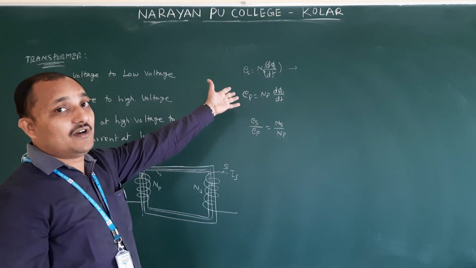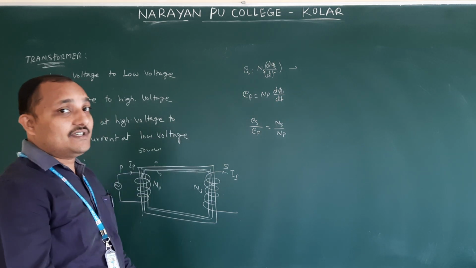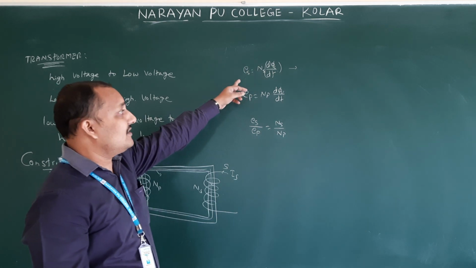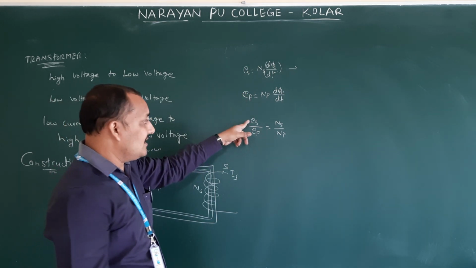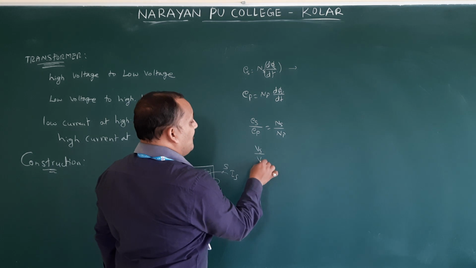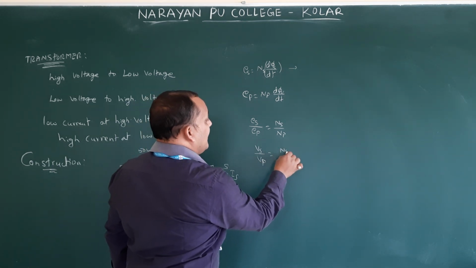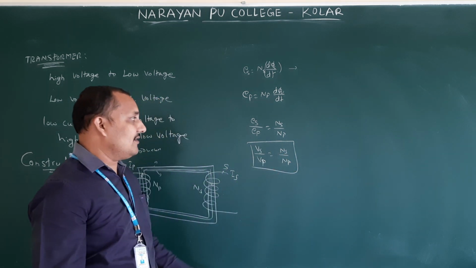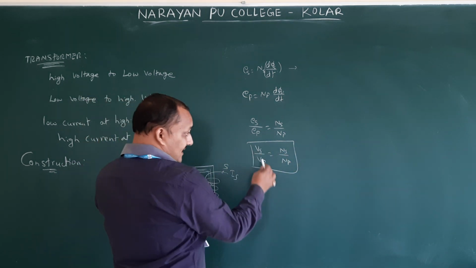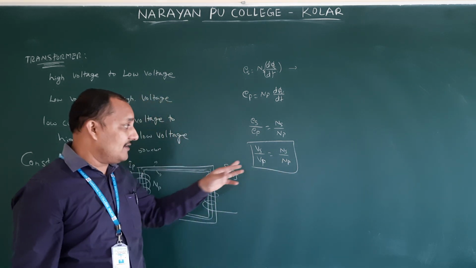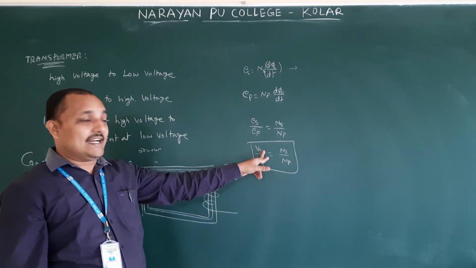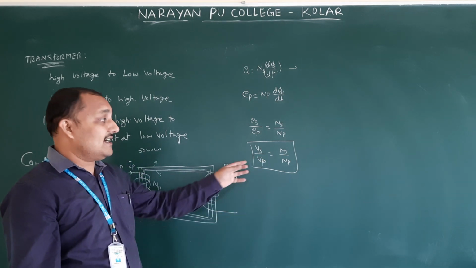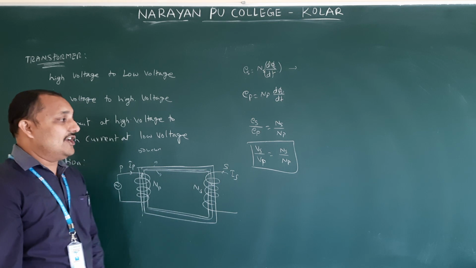Induced EMF developed in the coil is always directly proportional to the rate of change of magnetic flux linked with that coil, isn't it? According to Faraday's laws, you came to know this. E_S by E_P, in some books they will write V_S by V_P, is equal to N_S by N_P. N_S means number of turns in the secondary coil, N_P the number of turns in the primary coil. V_S means voltage across the secondary coil, V_P voltage across the primary coil. This ratio we are calling the transformer ratio.